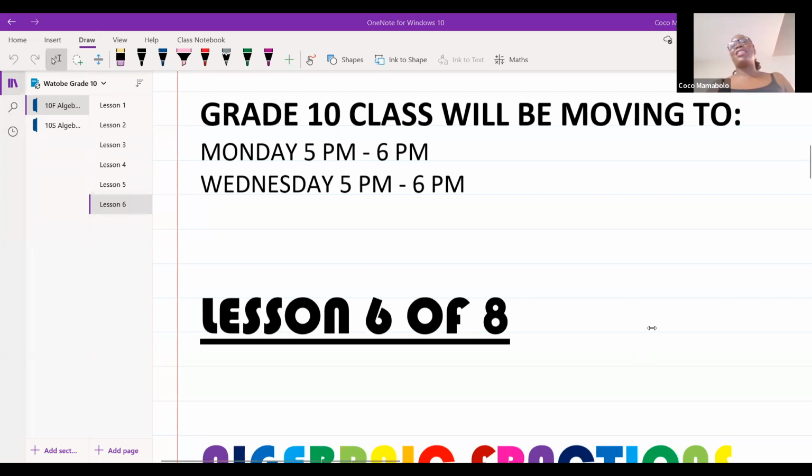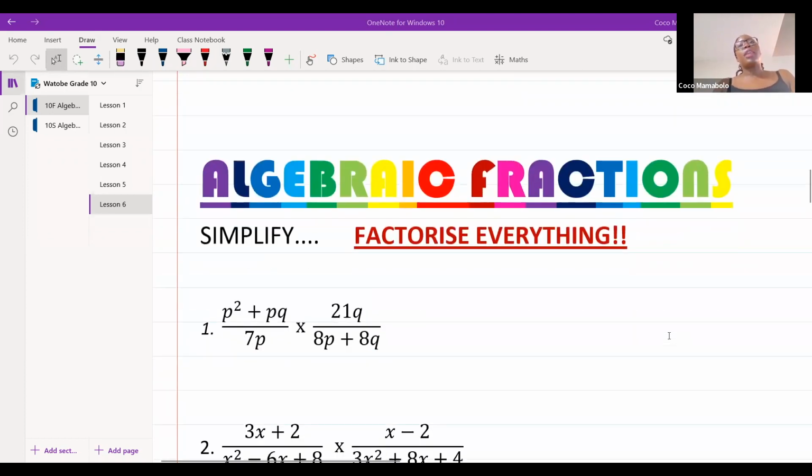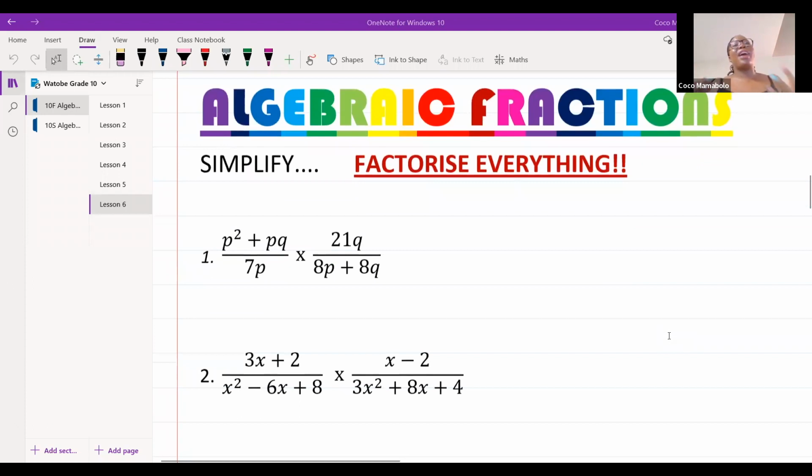All right, let's get back into the maths. We are on lesson 6 of 8. I've extended this course by a week, so we've got 2 extra lessons. The reason I did that is because I really want us to focus on this algebra. It's very, very important. When we simplify algebraic fractions, guys, we need to factorize everything.